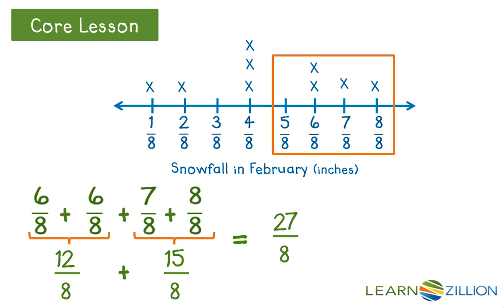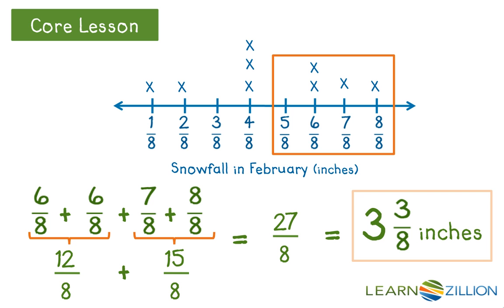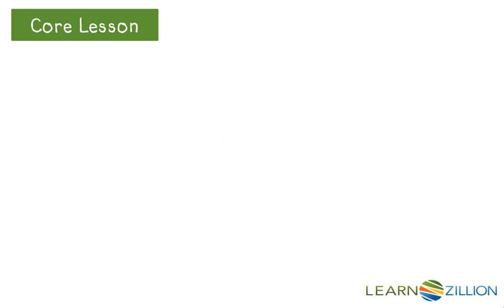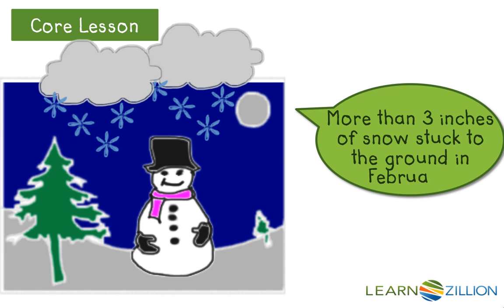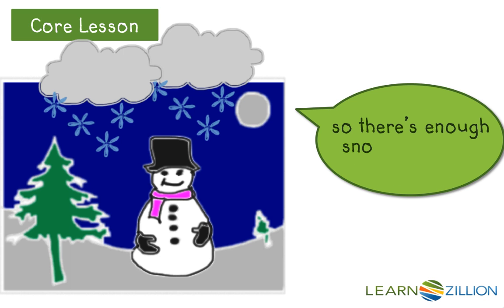27/8 would cover 3 full inches because 8 can go into 27 3 times without going over. And then we would have 3/8 of an inch left over. 3 3/8 inches of snow stuck to the ground in February. Since 3 3/8 of an inch of snow fell, more than 3 inches of snow stuck to the ground in February, so there is enough snow to build a snowman.